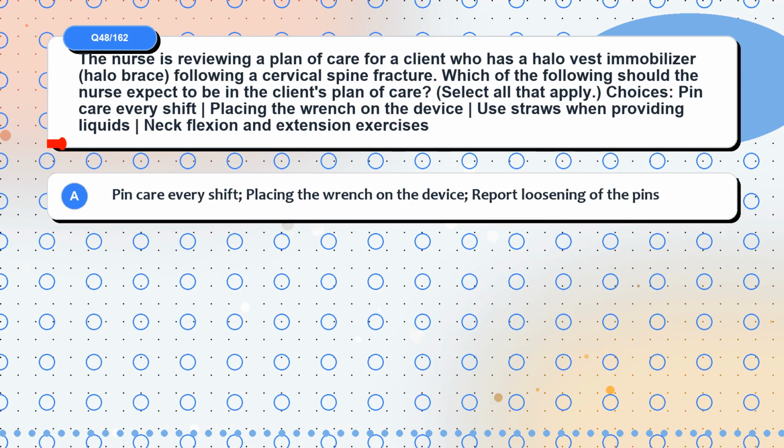Question 48. The nurse is reviewing a plan of care for a client who has a HaloVest immobilizer halo brace following a cervical spine fracture. Which of the following should the nurse expect to be in the client's plan of care? Select all that apply. Choices: pin care every shift, placing the wrench on the device; use straws when providing liquids; neck flexion and extension exercises. Here are the options. Option A, pin care every shift, placing the wrench on the device. Report loosening of the pins.